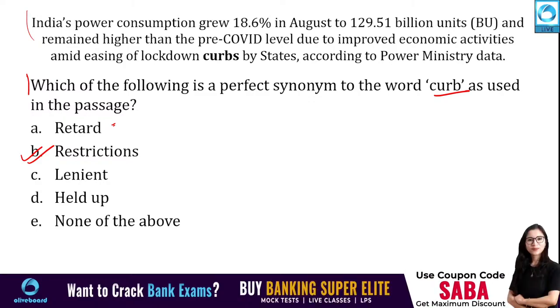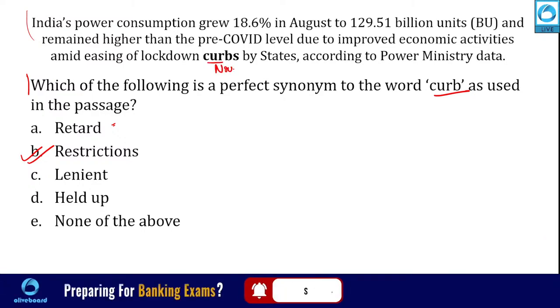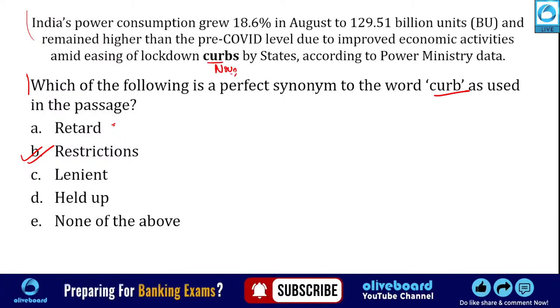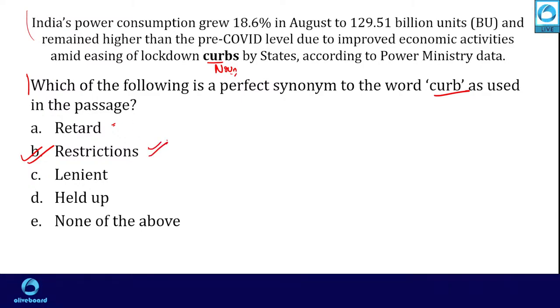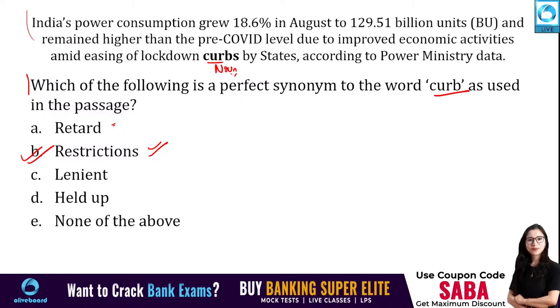Anyone who can tell me why can't we use the word retard? Simply, curbs has been used here as a noun. Curb has been used here as a noun. So here also we have to see the noun form only. Okay. Restrictions. Correct. Very good. Synonym is asked, so restriction. Antonym, had antonym been asked, then we could have gone to lenient.